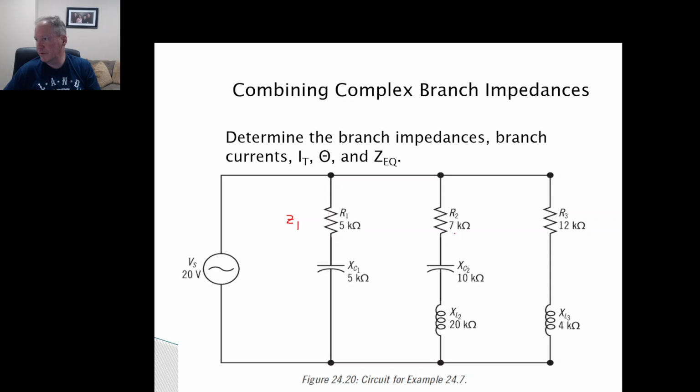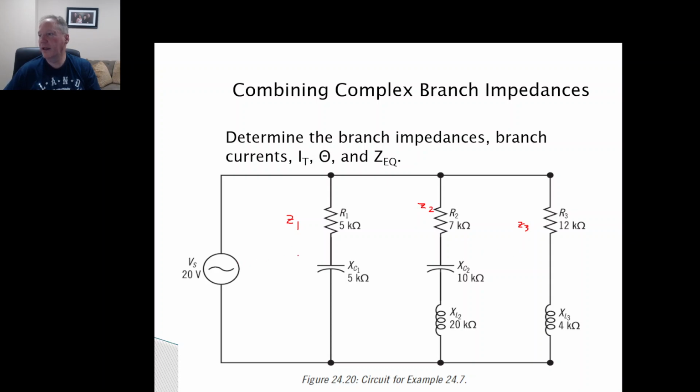And then Z2 would be 7K at an angle of 0 degrees plus 10K at an angle of negative 90 degrees plus 20K at an angle of positive 90 degrees. Then Z3 is going to equal 12K at an angle of 0 degrees plus 4K at an angle of 90 degrees. And that'll give you the Z1, Z2, and Z3.